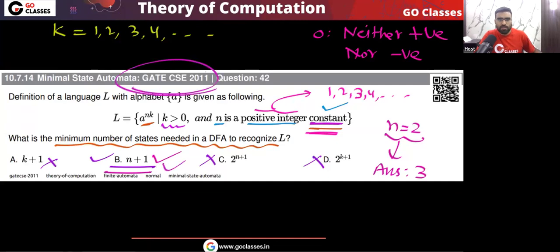This is a nice question, a beautiful question in GATE 2011. Now let's move on.